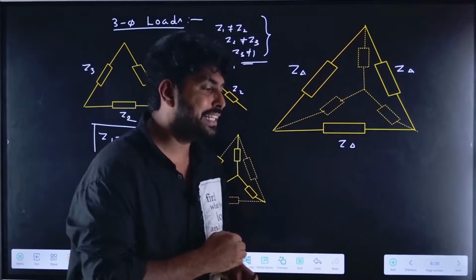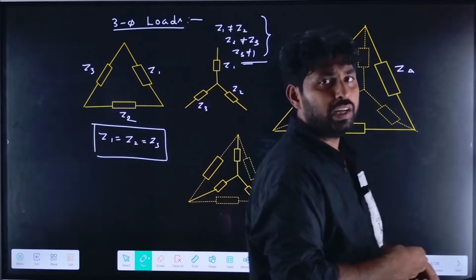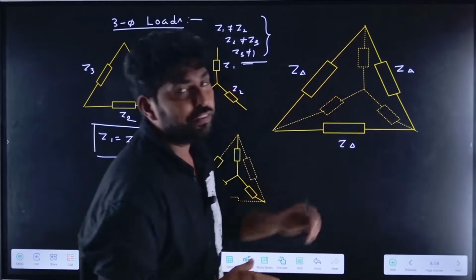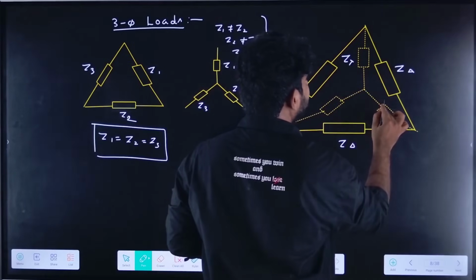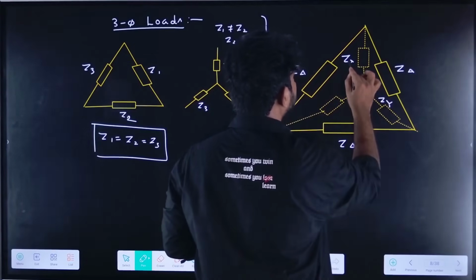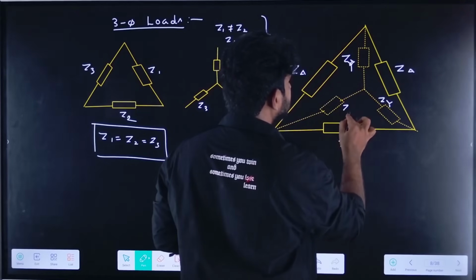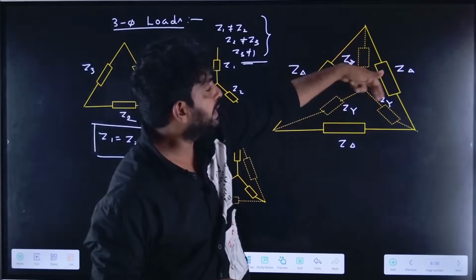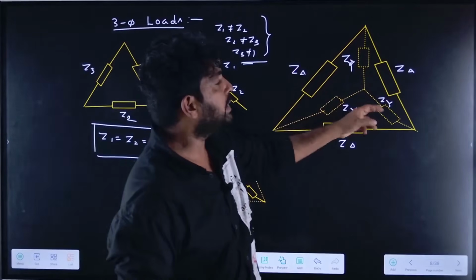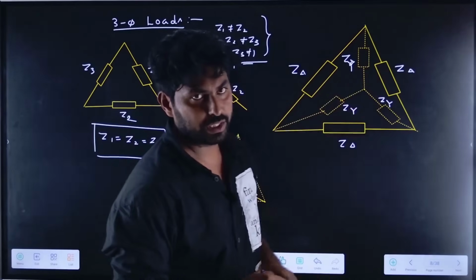Because in electrical circuits we have already derived this. So from that I can find it. For example, this is a Z star, and this is also Z star, and this is also Z star. So these are the equivalent impedances of the star connection.